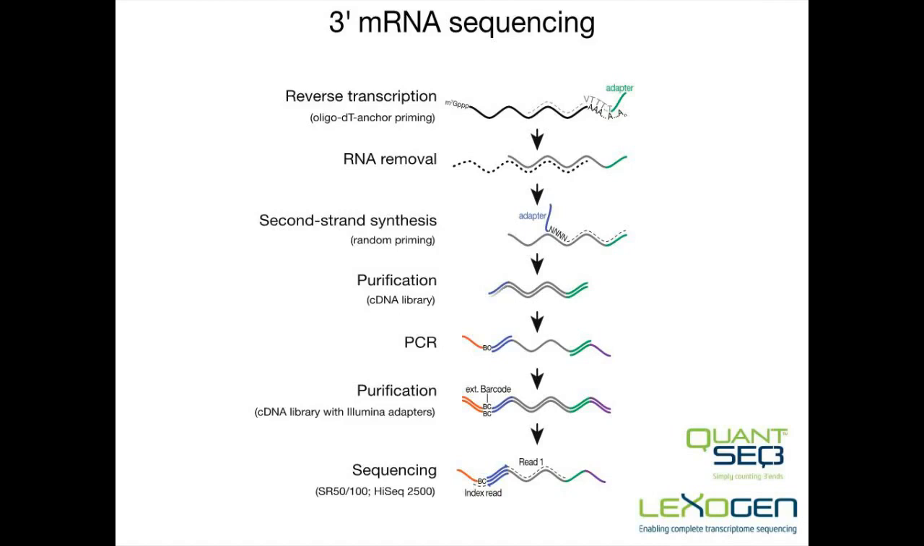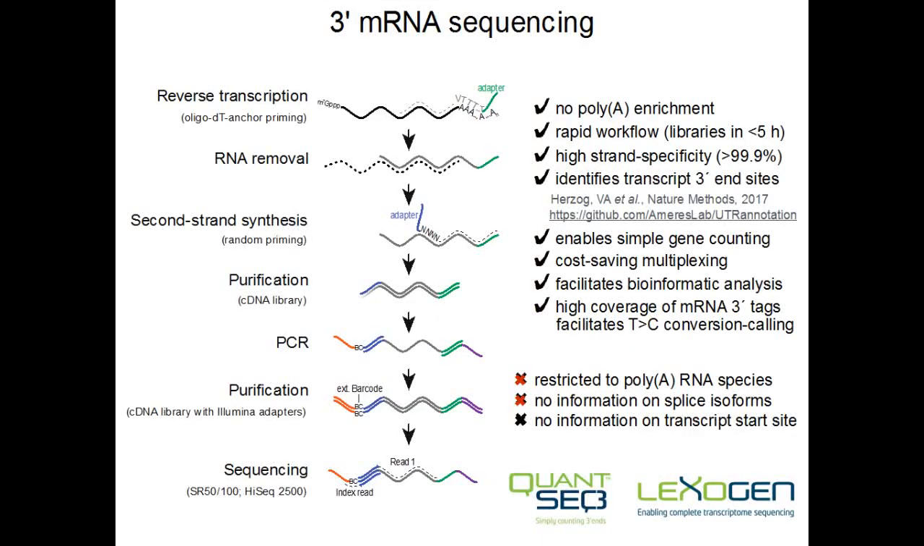Now, this sequencing approach has several key advantages, which I will briefly go through. First of all, it uses total RNA as input, therefore does not require prior poly-A enrichment or rRNA depletion. The library preparation follows a robust and rapid workflow, which enables generating sequencing-ready libraries in less than 5 hours, and this can be readily scaled through automated library preparation protocols. It provides exceptional strand specificity, and it identifies transcript 3' ends, which enables de novo annotation of transcript ends, which is highly recommended, and we have developed an algorithm to do that from QuantSeq data, for which you find the reference indicated in the respective point.